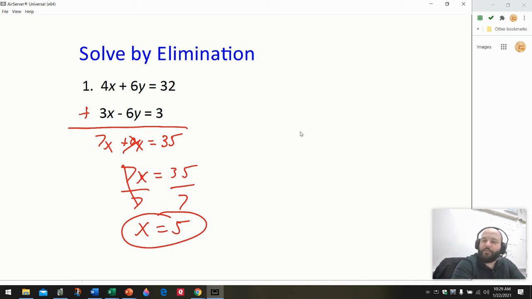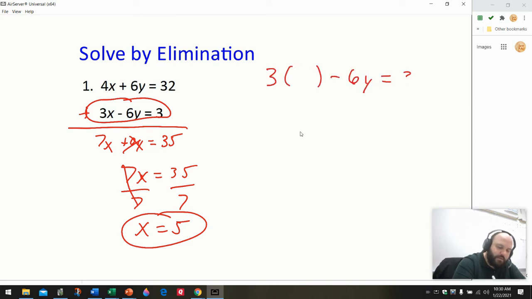How you get your y is really kind of up to you. You can substitute it into the first equation or the second equation. It doesn't really matter. I tend to look at which one has maybe a little bit smaller numbers. In this case, the second one has the smaller numbers. So I'm going to go ahead and use that. So it would be 3 and then x minus 6y equals 3.